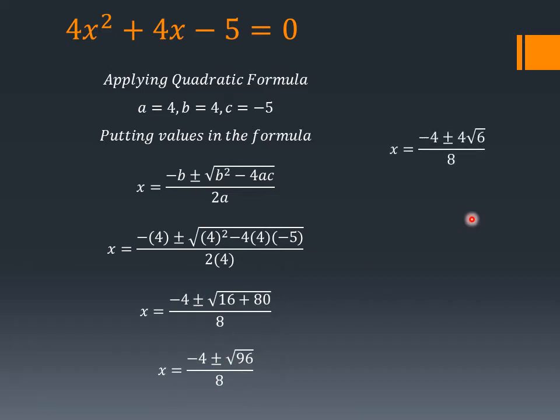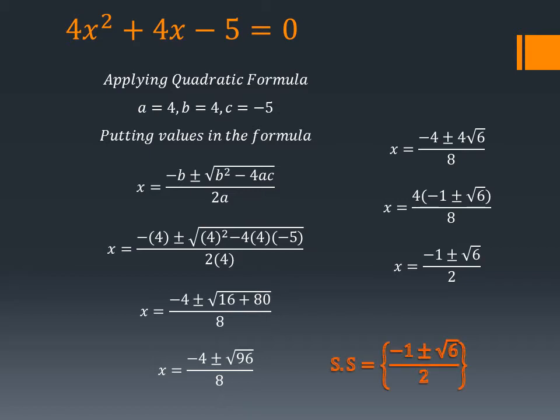If you write under root 96 in the calculator, you will get the answer 4 under root 6. Now taking common from minus 4 and 4 under root 6, we will get 4 into minus 1 plus minus under root 6 over 8. Cancelling 4 with 8, we will get our answer minus 1 plus minus under root 6 by 2. We won't be able to put this in the given equation to search for the extraneous root. So in this case, this is our answer.